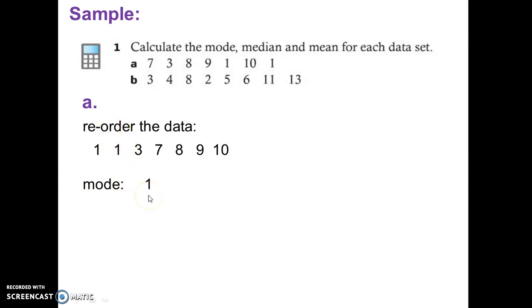It occurs most frequently. The mean is the sum of all these values divided by the number of values. So I do 1 plus 1 plus 3 plus 7 and so on, plus 10, dot, dot, dot here to avoid writing it all. And there are 7 pieces of data, divided by 7. So the mean or the average is 5.57.